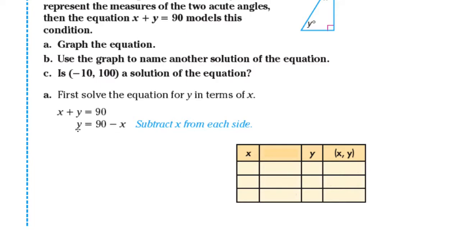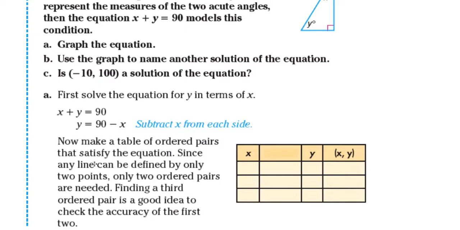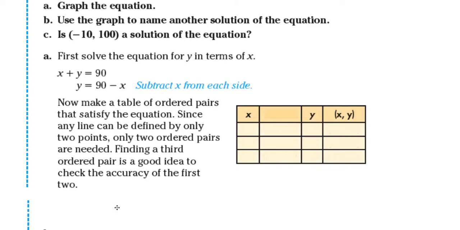Now that we have solved y in terms of x, we can make ordered pairs that satisfy the equation. Since any line can be defined by only 2 points, only 2 ordered pairs are needed. Finding a third ordered pair is a good idea to check the accuracy of the first two. So what it's saying is you choose 3 points, even though 2 points can make a straight line. The third point is just to verify that the line is straight.